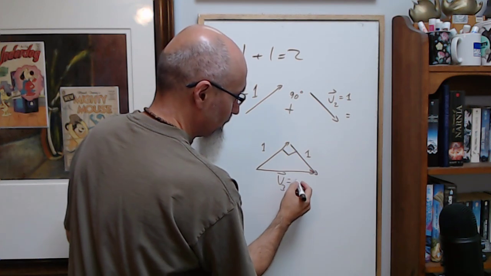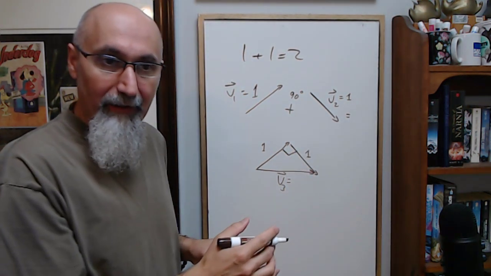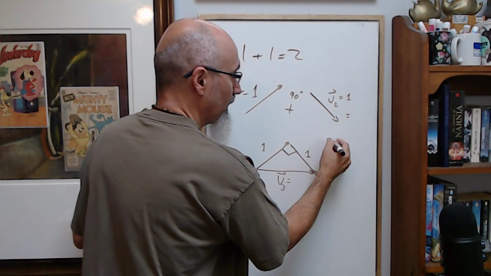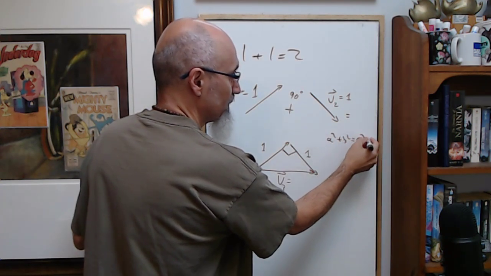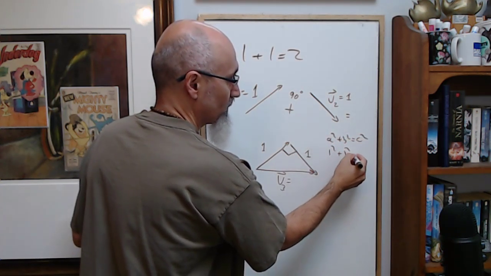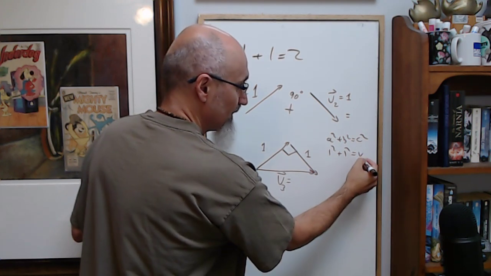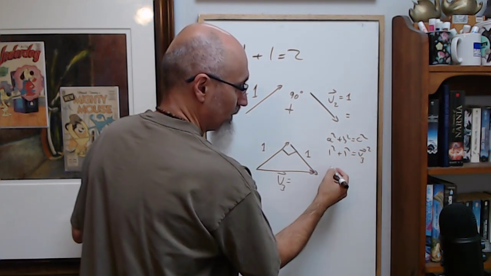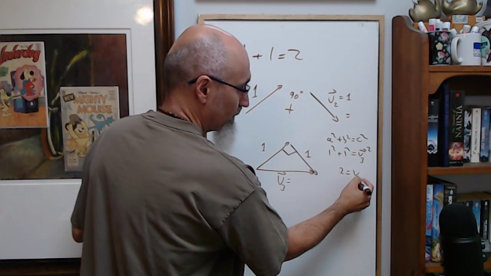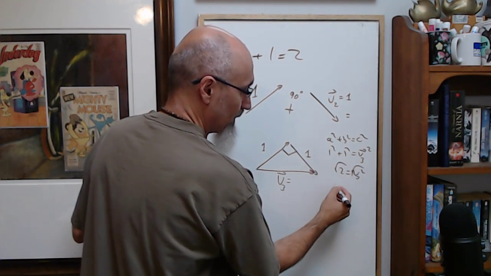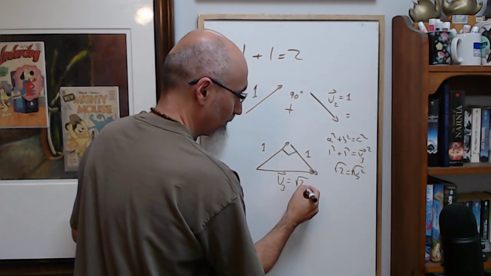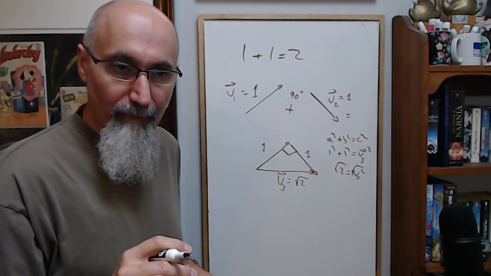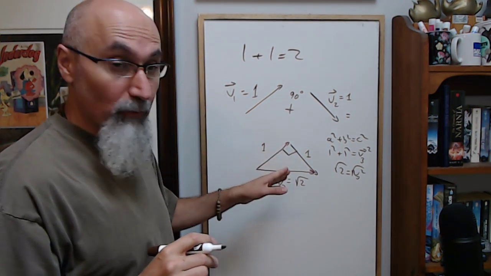And V3 you can derive from the Pythagorean theorem. A squared plus B squared is equal to C squared, which is 1 squared plus 1 squared is equal to V3 squared. So 2 is equal to V3 squared, and you square root both sides. So V3 is equal to the square root of 2. It's a magnitude, so that's one way you could have it.